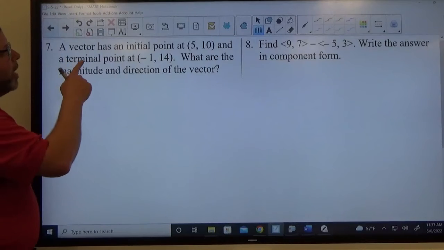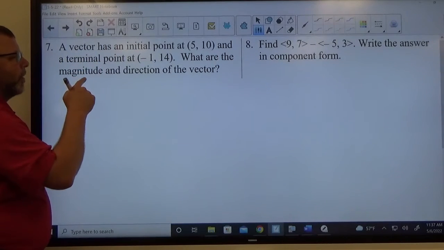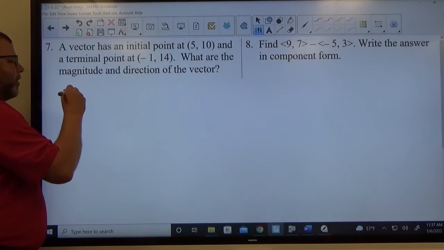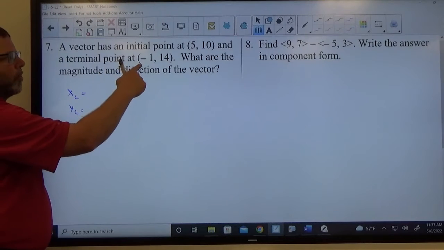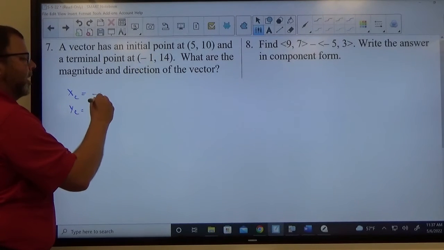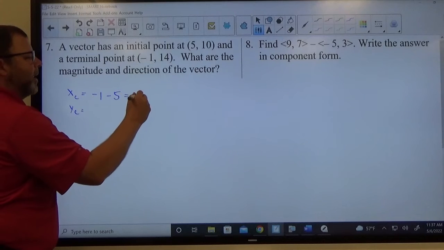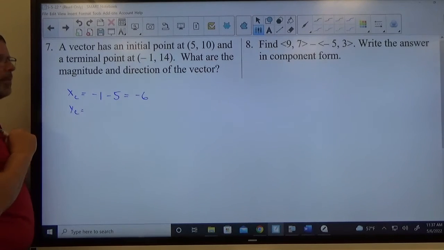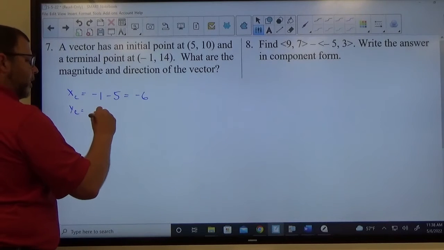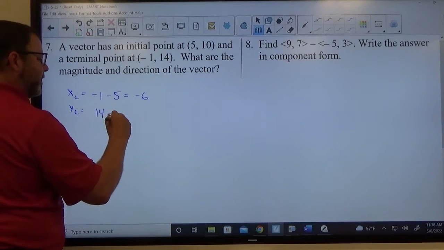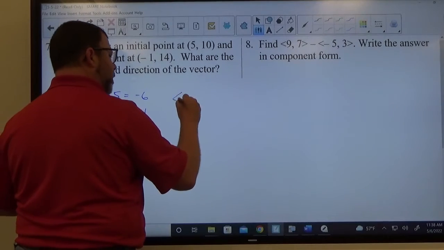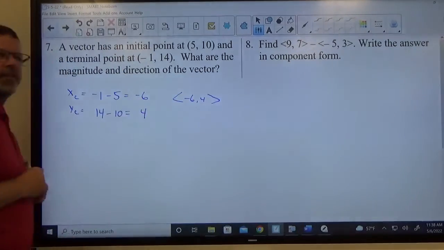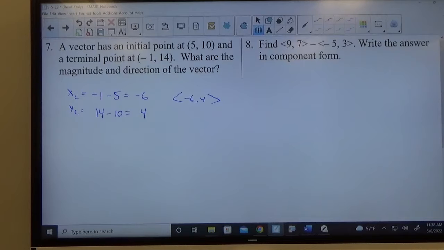So, if I know the initial and terminal point of a vector, and I want to find the magnitude and direction of the vector, I want to find the x and y components of my vector. To find the x component, I simply do the x terminal minus the x initial. So the terminal x, -1, minus the initial x, 5, gives me -6 as the component for x. And my terminal y, 14, minus my initial y, 10, gives me 4 for y. So the component form of this vector is -6, 4.